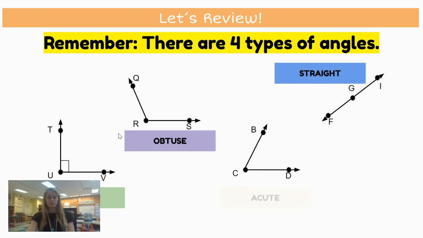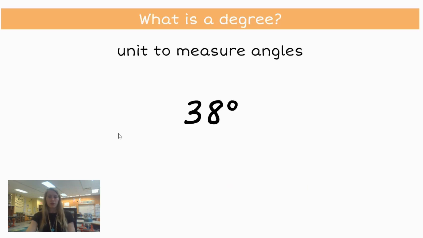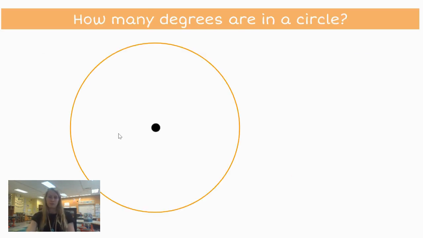What is a degree? A degree is a unit to measure angles. I know what you're thinking. A degree is to measure temperature. We also use it to measure degrees of an angle. How many degrees are in a circle?